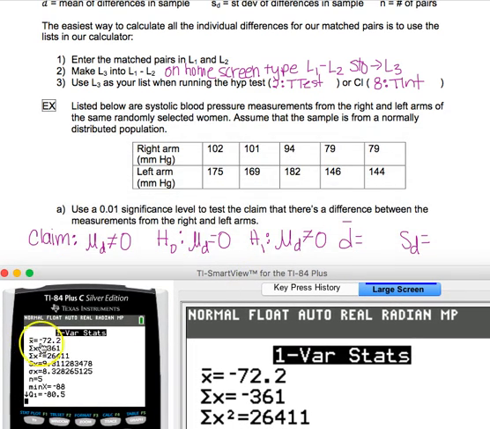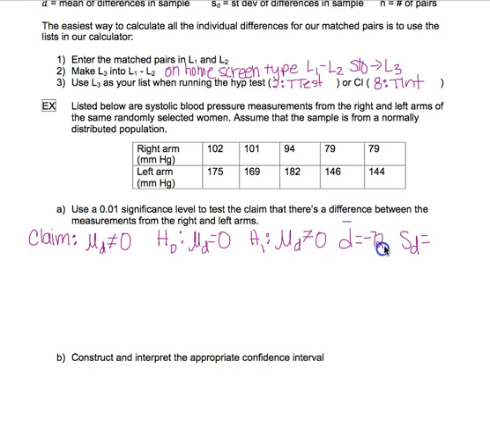Now the X bar here, because this is the mean for list 3, this is our D bar, because D bar is the mean of the differences in the samples. So that's negative 72.2, and then it's our SX that we would be using for our S sub D. So we have negative 72.2 for D bar, and we had 9.3, because remember, we should always round our statistics 1 decimal place past the original data, which are whole numbers.